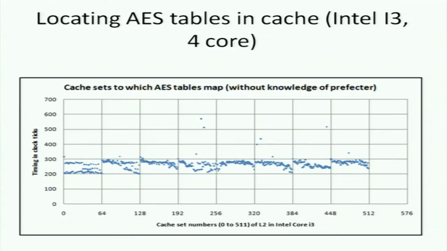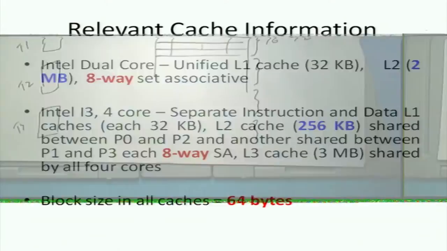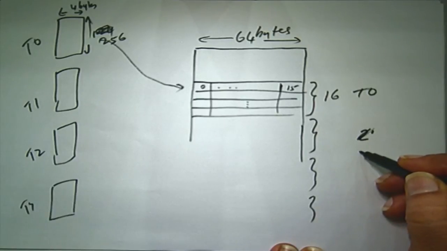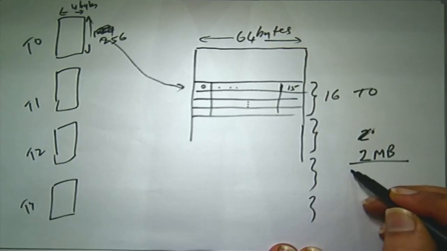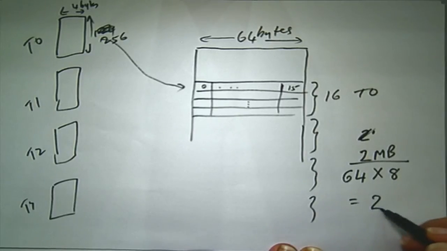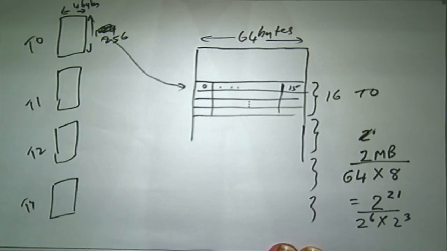So just to clarify, there are 512 sets in this thing because the Intel i3, let's just look at the L2 cache over here. L2 cache is 2 megabytes. So does that give you 512 sets? Just let's clarify quickly. The number of sets is the size of the cache divided by the line size or the block size multiplied by the associativity. So you get 2 raised to what? This is the number of sets.